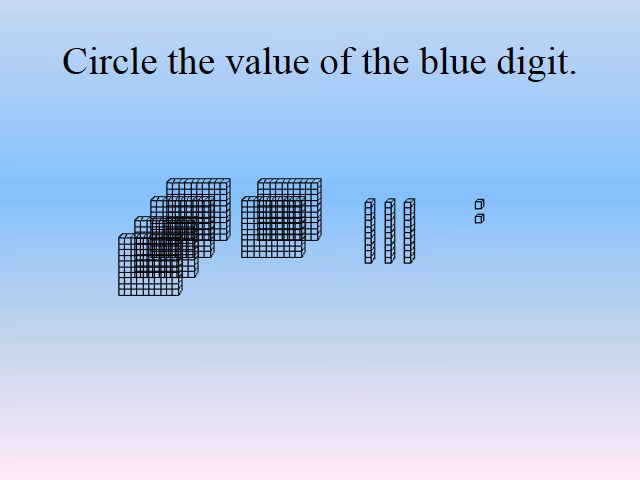Okay, again, we're going to circle the value of the blue digit. Here I have 632. They have the blue digit as 2. So I would like for you to figure out, is it worth 2, 200, or 20? Go ahead and pause this, write the H, the T, and the O for hundreds, tens, and ones, and then decide. Then press play and see if you got the right answer.